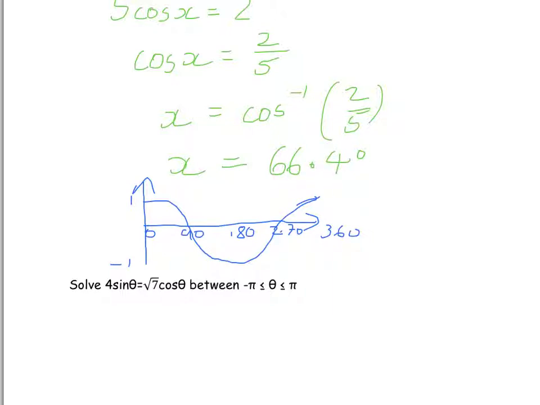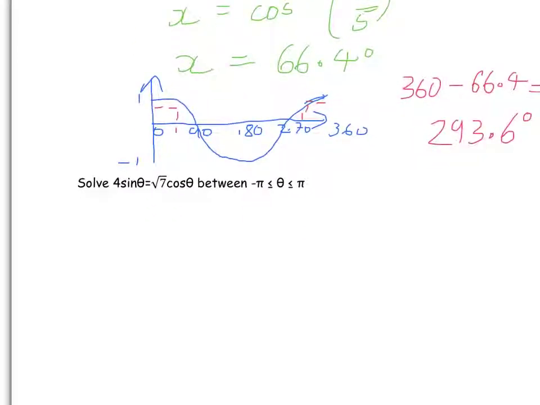Now it's 66.4 degrees away from 0, so it's also going to be 66.4 degrees away from 360. So to find the second solution, we need to do 360 degrees minus what we're given on the calculator, 66.4, and you get the answer 293.6 degrees. So those are your two solutions in the region of 0 and 360 degrees.